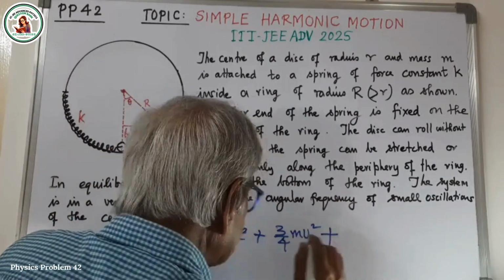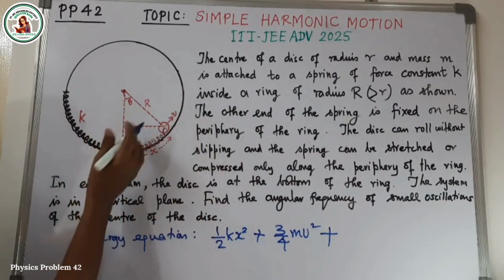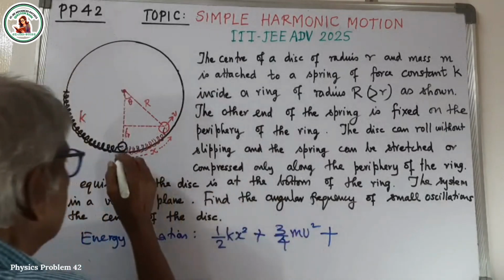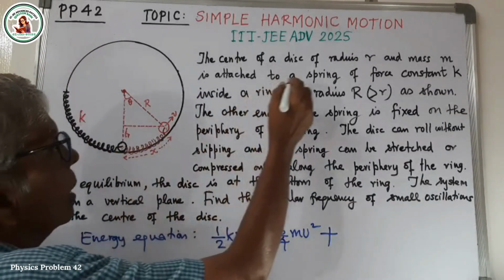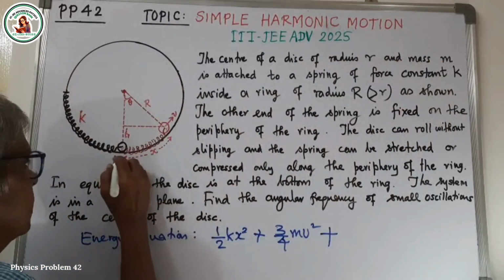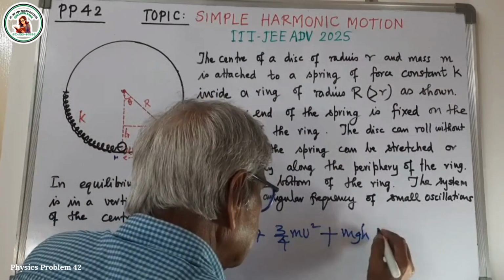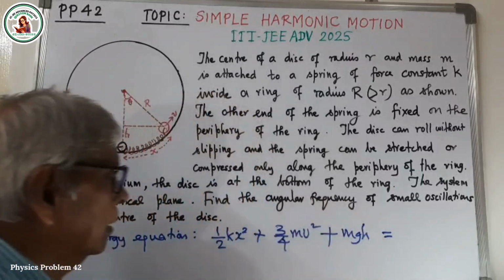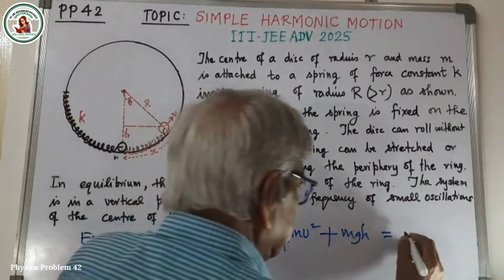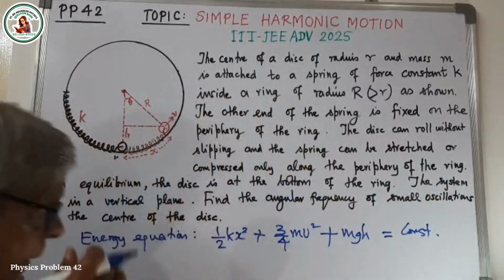Plus potential energy. The potential energy is due to the vertical rising by height h, so that will be m g h, where m is the mass of the disc. So m g h is the gravitational potential energy. The total energy is given by this, which is a constant. Based on that constant only we are proceeding further.